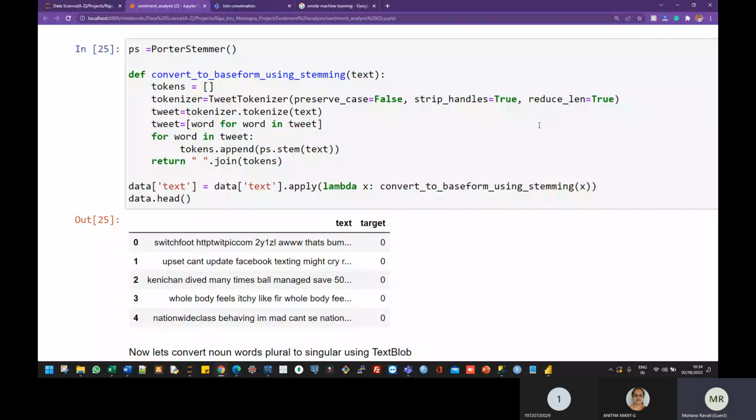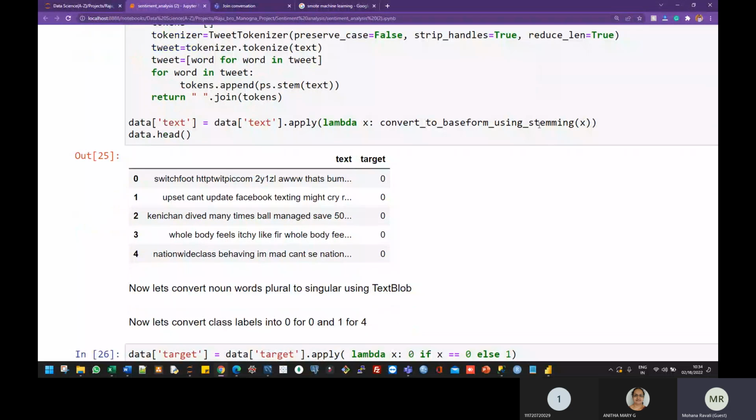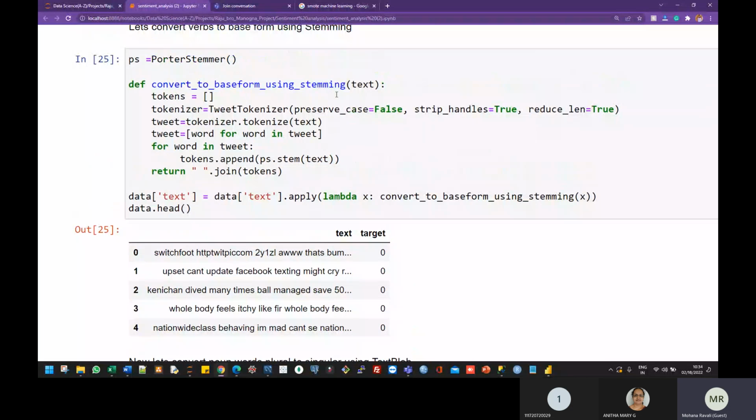Okay? Fine. So after that, see, convert to base form using stemming. Base form, that is the function defined by me. The logic you can understand if you read that. The below Python code will give you the logic behind that word.